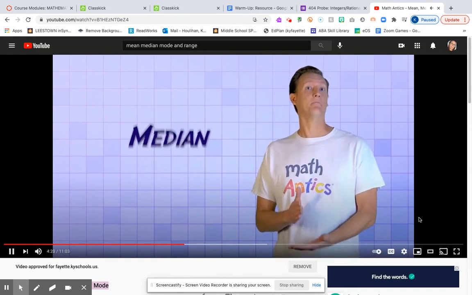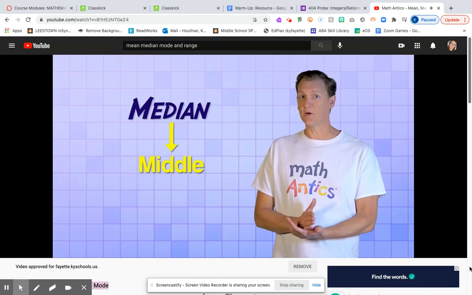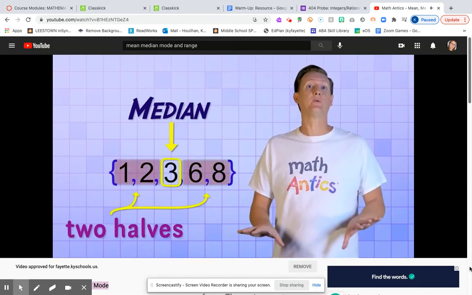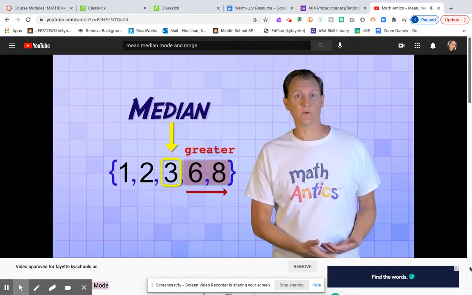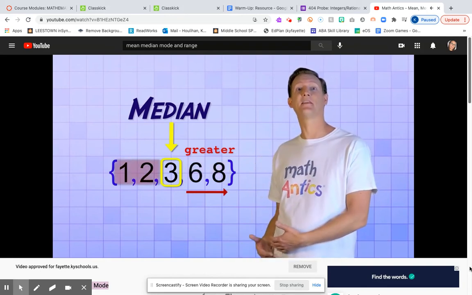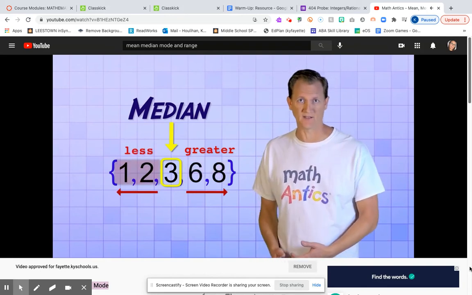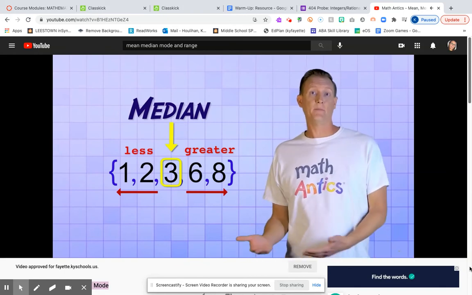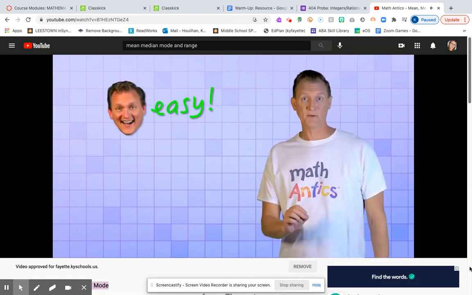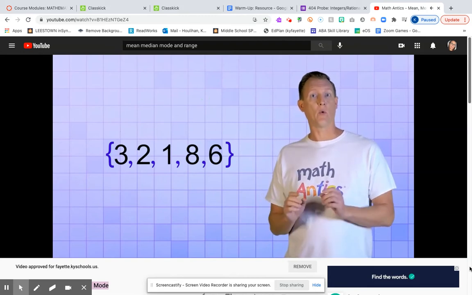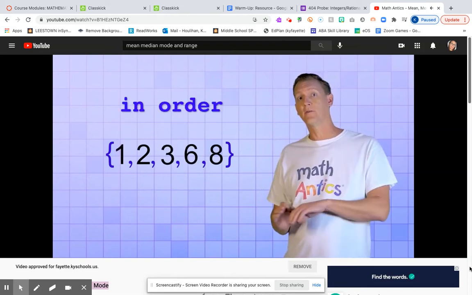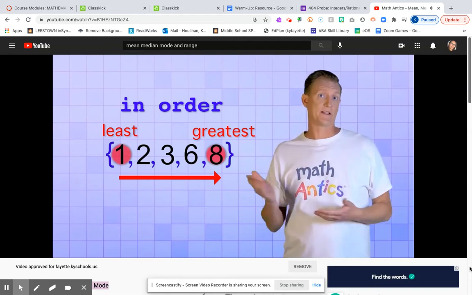The median is the middle of a data set. It's the number that splits the data set into two equally sized groups or halves. One half contains members that are greater than or equal to the median, and the other half contains members that are less than or equal to the median. Sometimes finding the median of a data set is easy, and sometimes it's hard. That's because finding the middle value of a data set requires that its members be in order from the least to the greatest, or vice versa.